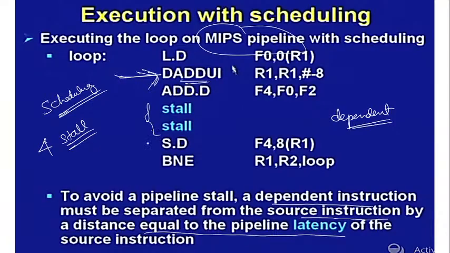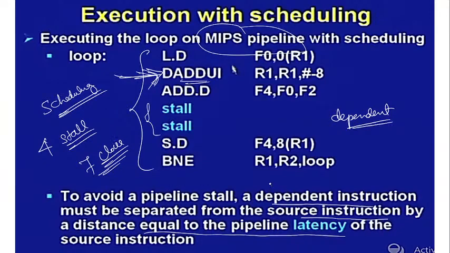So by moving that decrement to the second place, now this particular loop contains 3, 4, 5, 6, 7. The total of 7 clock cycles are required to execute this particular loop.